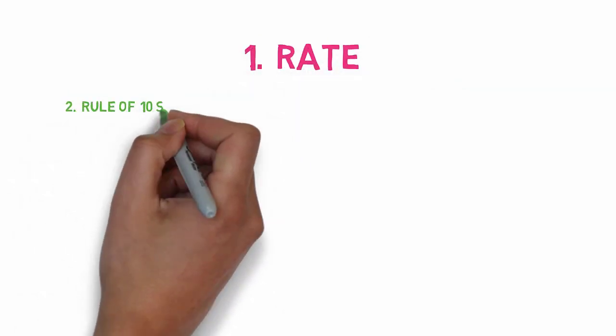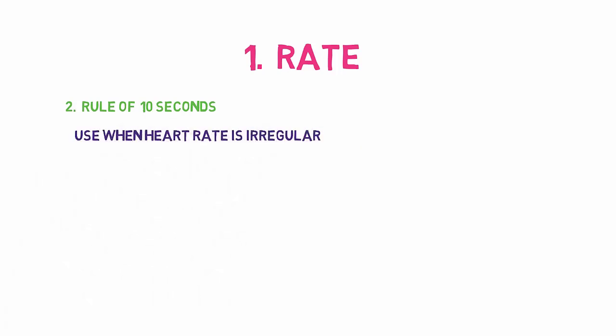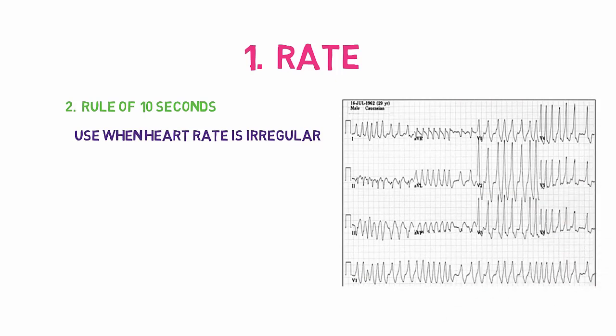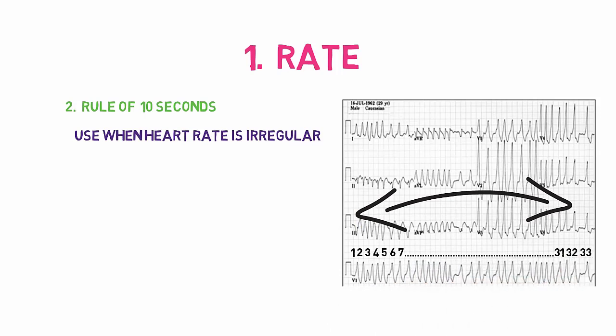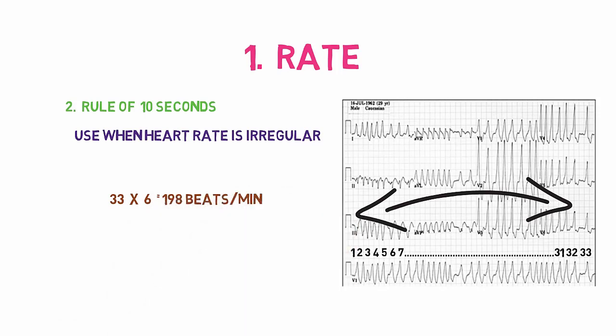The second method is the rule of 10 seconds. When the heart rate is irregular, take the ECG and count all the R waves on it. Let us examine this ECG. Count all R waves in this ECG. Here we have 33 R waves. As per the rule of 10, multiply the total number of R waves by 6. Here the answer is 198.